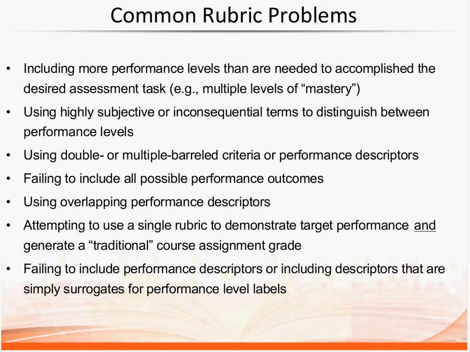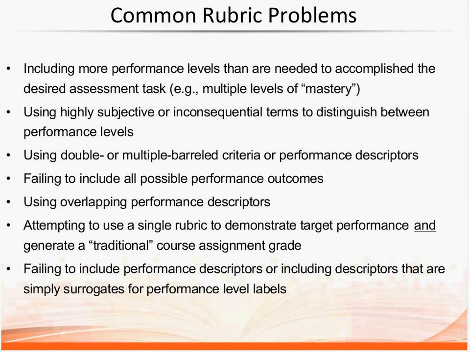Another common problem is using double or multiple barrel criteria or performance descriptors. These often lead to other problems as well. It can easily result in failing to include all possible outcomes, and in most cases will have a negative impact on actionability. And we'll look at a specific example of that. There's actually one example of a multiple barrel performance descriptor in that meta rubric, and we'll go back to that and talk about it in a bit.